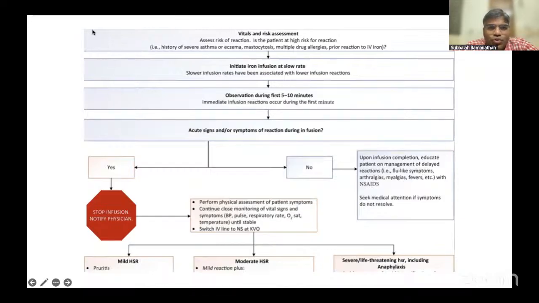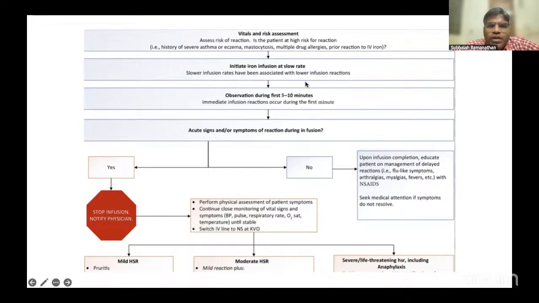Whenever you get a reaction, assess the risk of the reaction, see whether the patient is prone to high risk. Examples would be an underlying severe asthma or eczema or atopic dermatitis, mastocytosis on treatment, multiple drug allergies in the past to sulfonamides, penicillins, and prior reactions to any IV antibiotics or IV iron. Those are the high risk individuals. Those are the scenarios where you would pre-medicate the patient. Otherwise, you need not pre-medicate. In those scenarios, you start at a slow infusion rate.